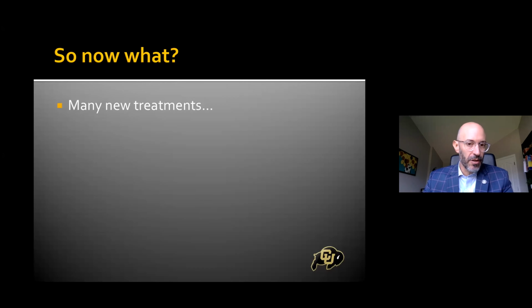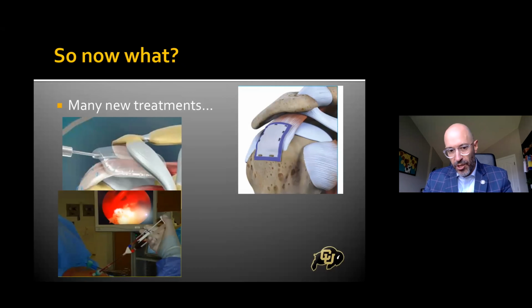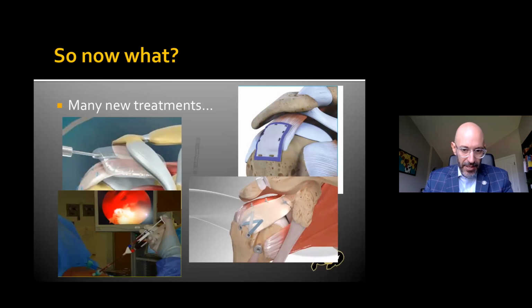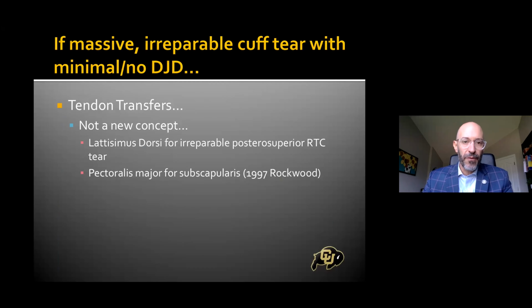So now what? So there are so many new treatments, right? We have all these things, balloons and Regeniten patches and PRPs and SCRs and all this. So at what value and cost? So what if we have a massive irreparable cuff tear, but no DJD? So that's where I think we've really struggled.